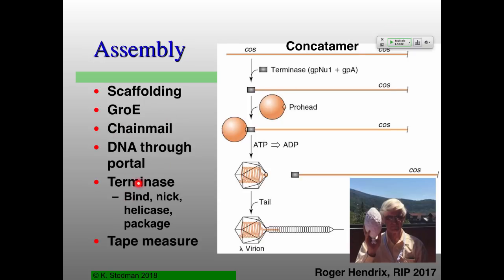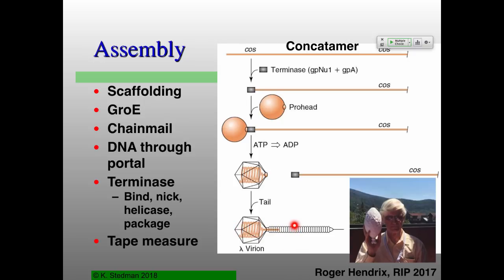So chainmail, we already talked about this terminase protein. It also goes through a portal very similar to what you see with bacteriophage T7. And now you have this head with the DNA in it, but there's no way that this is actually infectious. You have to add this tail.